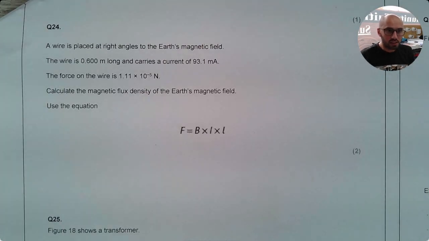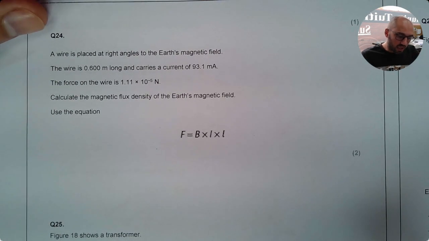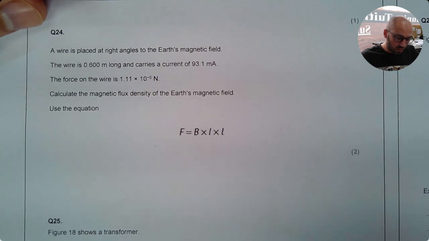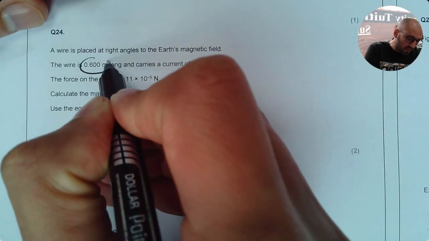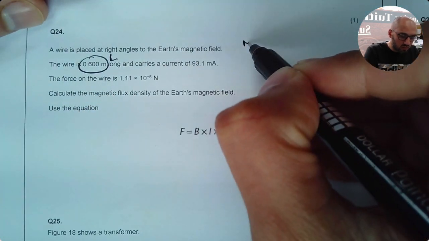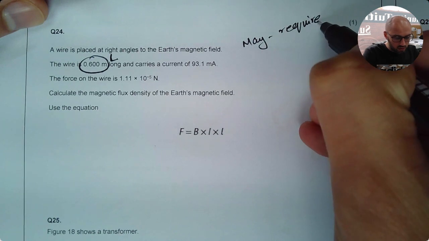Next question is about quantifying the force experienced by a conductor carrying current in a magnetic field. It says a wire is placed at right angles to the Earth's magnetic field. The wire is 0.600 meters long, so this is my length. Now may require unit conversion. Remind yourself, require unit conversion.